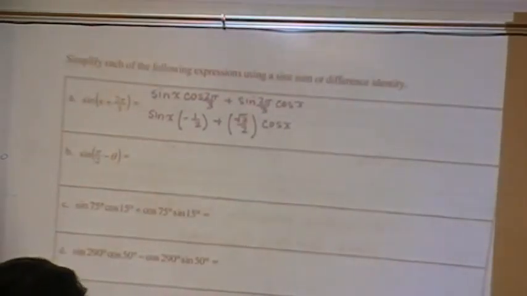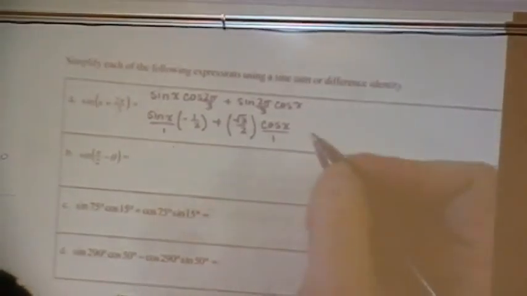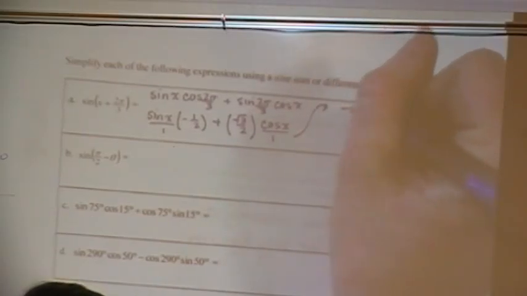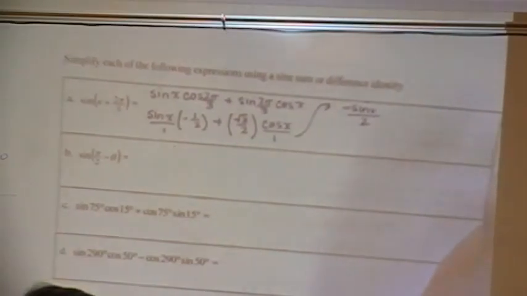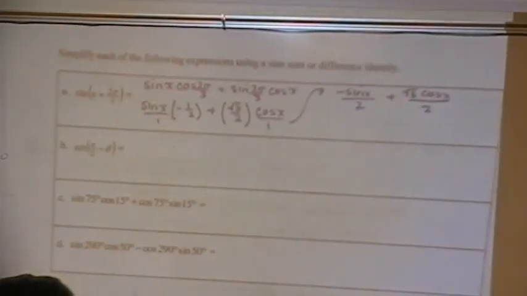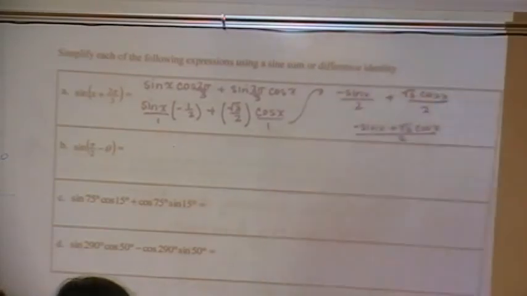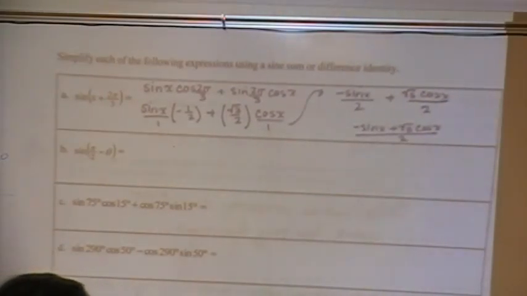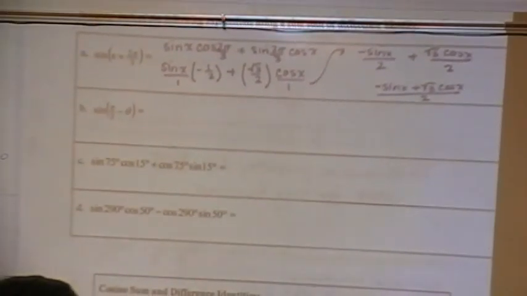Is everybody okay? Now, we're just going to simplify this, make it look a little nicer. So sine is over 1 and cosine is over 1. So let's make those fractions. I'm going to make it negative sine x all over 2 plus square root of 3 cosine x all over 2. And since they have a common denominator, we'll just write it all as one big term. Negative sine x plus square root of 3 cosine x all over 2. Everybody sort of kind of okay?